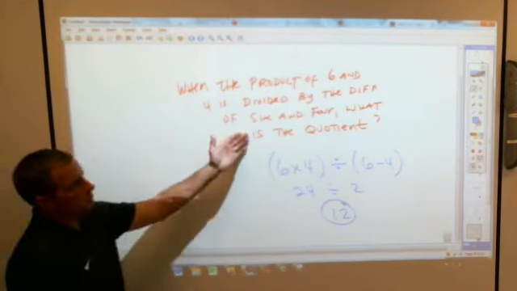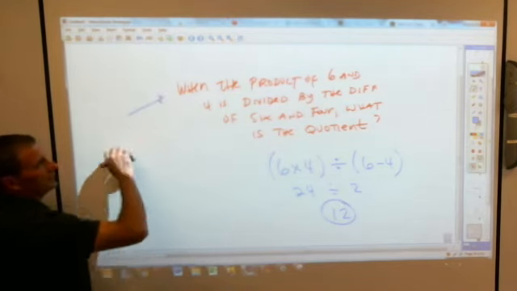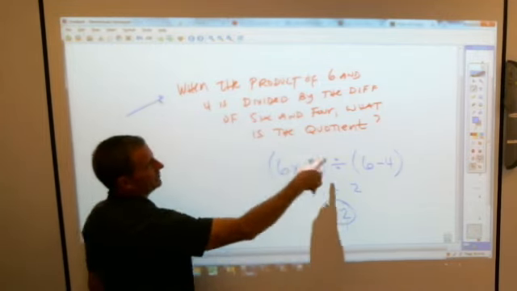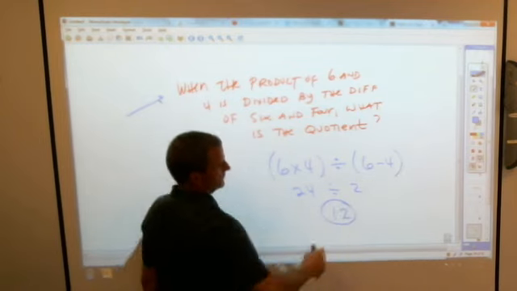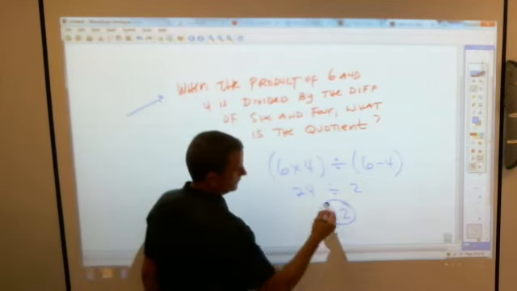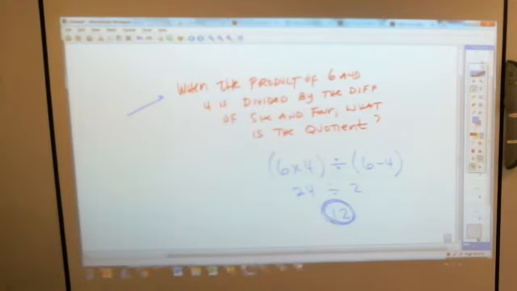You are looking for some quotient. Like I said, notice in that other one, the what is the quotient came first. When the product of 6 and 4, we're multiplying those two together, is divided by the difference of 6 and 4, what is the quotient? And that's what you get right there. How many people think that that's doable? Sam?